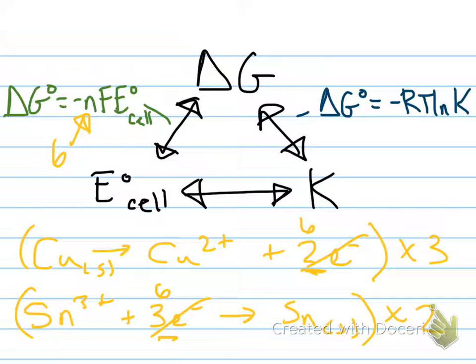Our F is called Faraday's constant, and it is equal to 96485 coulombs per mole of electron. And this is another constant that is given on the AP exam. And then your E cell is your cathode minus anode, what we have been calculating during school.